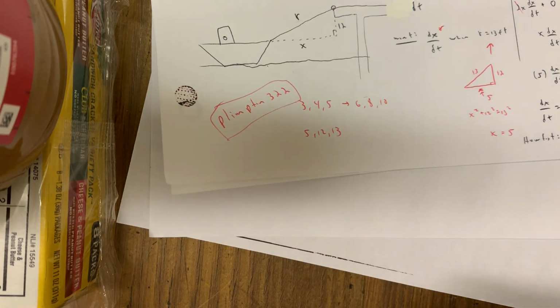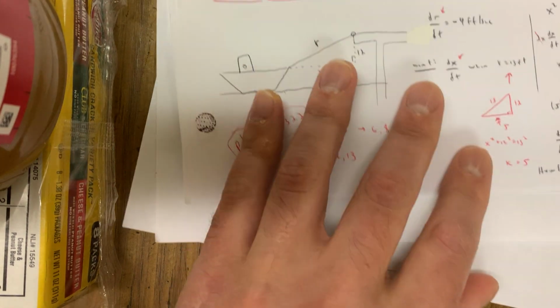Was it 6, 17, 18 for that Pythagorean triple? I'm still trying to think about it here. 18 squared. No, but it's really close. I don't understand why I can't figure it out.